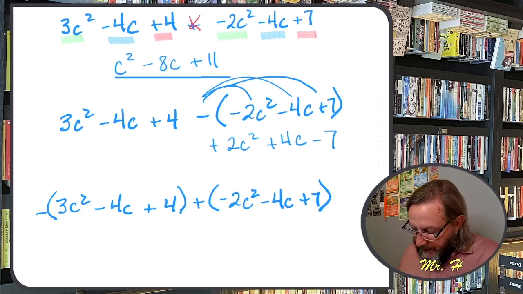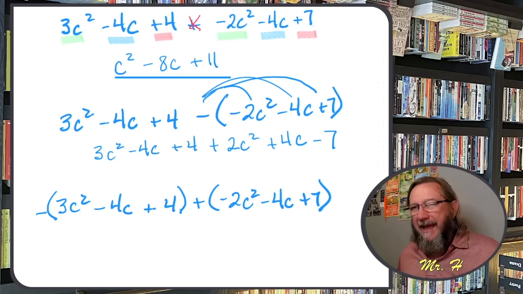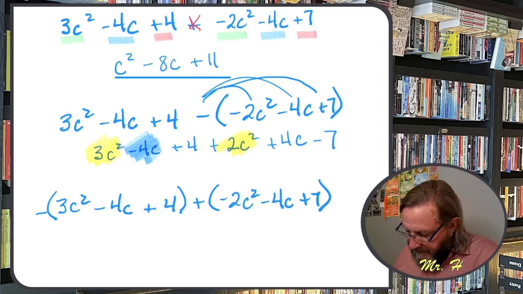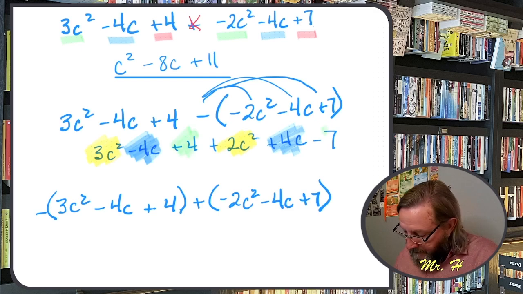Okay, so now let's take 3c squared minus 4c plus 4, and put them all together. I don't really have to rewrite that, but I think it makes it a little bit easier. Now, what are my like terms? Do I have a 3c squared? Do I have any more c squareds? Yep, good spot right there. What about negative 4c? Are there any other c's? Yep, got them right there. And then constants. What kind of constants do I have? I've got negative 4 right there, or a positive 4, I should say, and a negative 7 there.